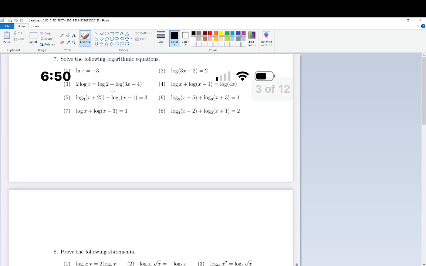Solve them. So when you hear solve, it means you have to actually come up with a number.